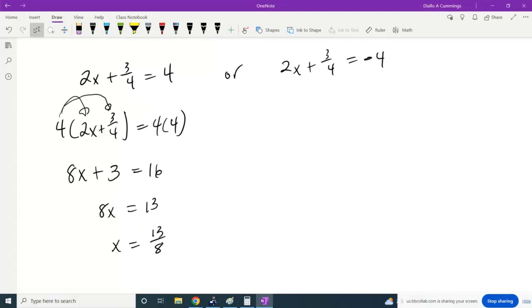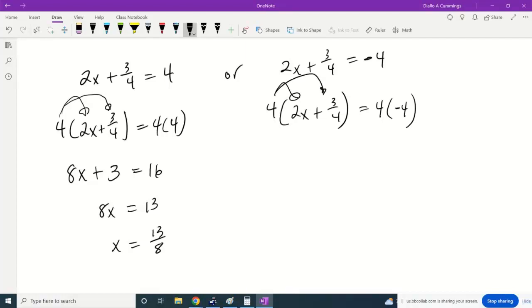I'm going to do the same thing to the other equation. All right, the least common denominator is 4. I'm going to multiply both sides by 4. So on the left-hand side, we're going to distribute 4. 4 times 2x is 8x. 4 times 3/4 is 3. That equals negative 16.